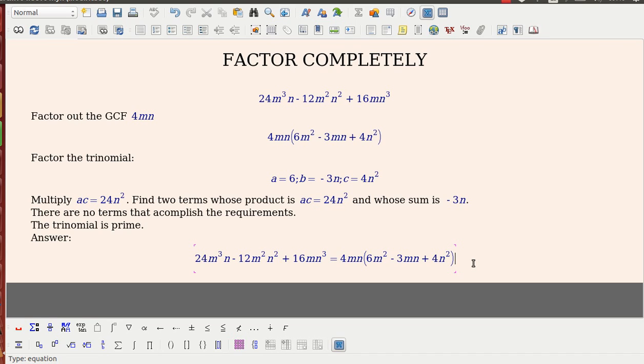Always check that the trinomial is prime by using A times C, and try to find two terms whose product is A times C and whose sum is B, minus 3n. Okay? And that's how you can factor completely a polynomial, and you can check if a trinomial is prime or not.